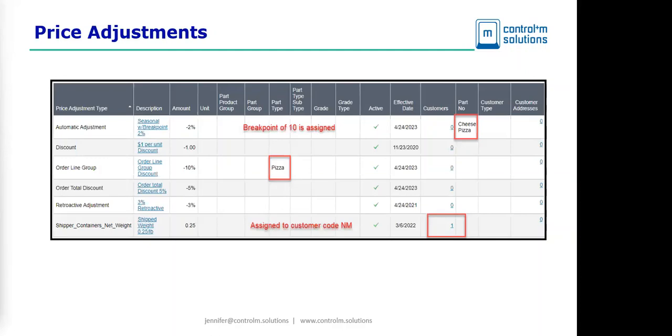So today we're going to be looking at 6 different types of price adjustments. We have an automatic price adjustment that I have assigned a breakpoint of 10, and I assigned it to the part number called cheese pizza. So whenever a customer orders cheese pizza in quantities of 10 or more, the 2% discount will be applied automatically to that line item.